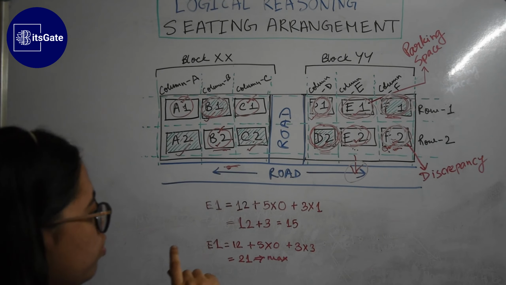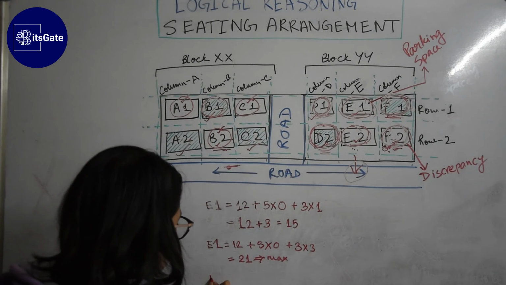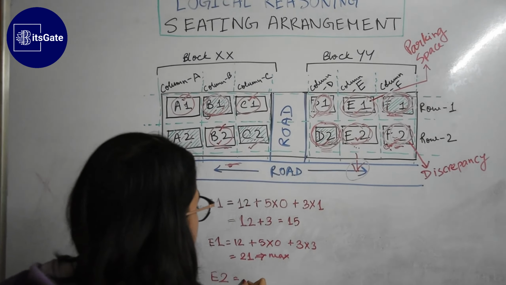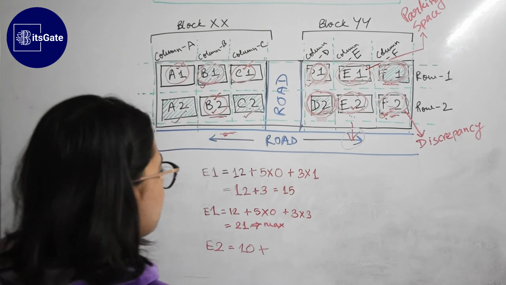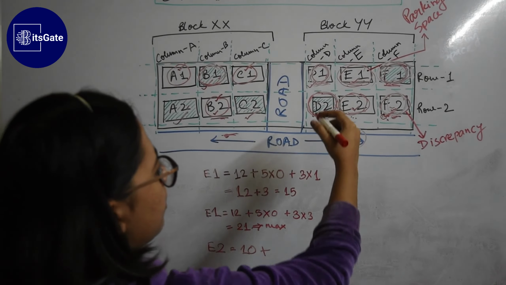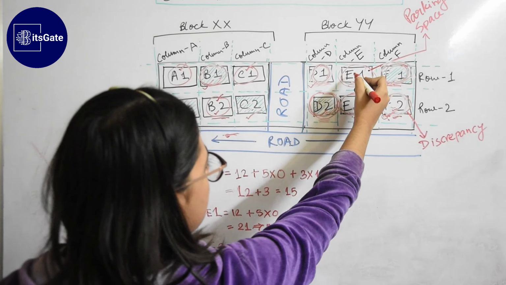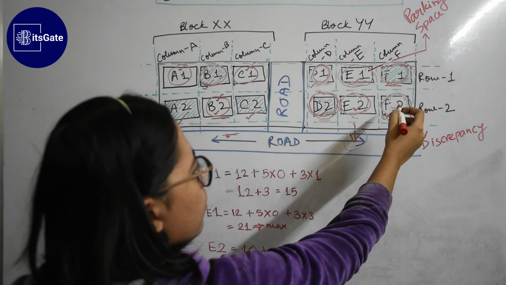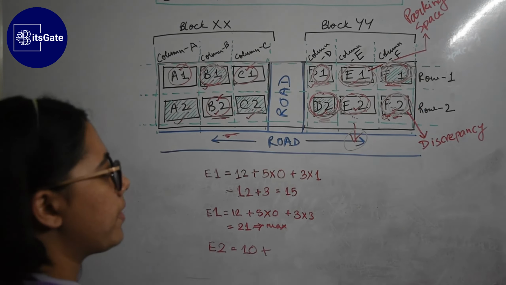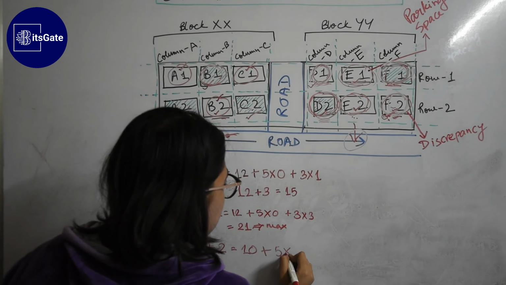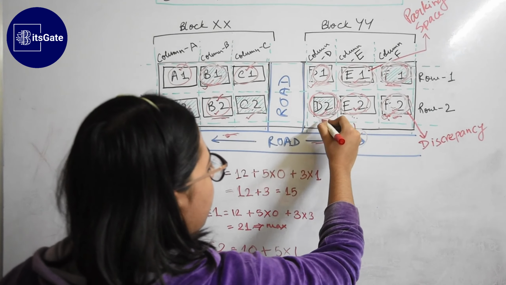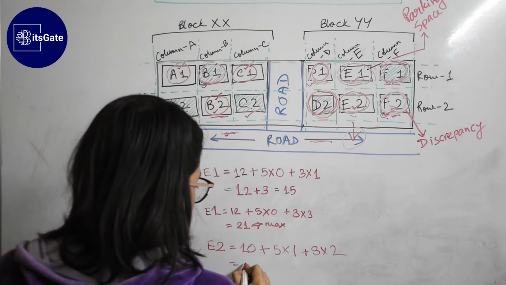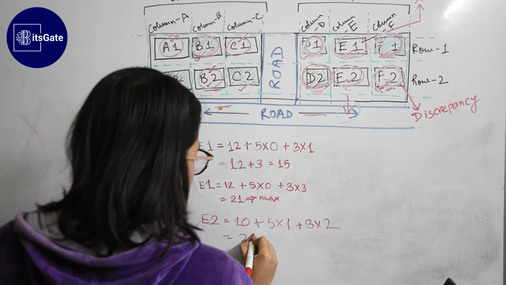Now let's go to E2 in the similar way. For E2, if they are considering this diagram, then 10, because there is no parking space, this is vacant, this is occupied, this is vacant, occupied, this may or may not be occupied. For this, we will consider this is occupied so that we can maximize the price. 5 into 1, because there is a road here, plus 3 into 2. That is 15 plus 6, 21.